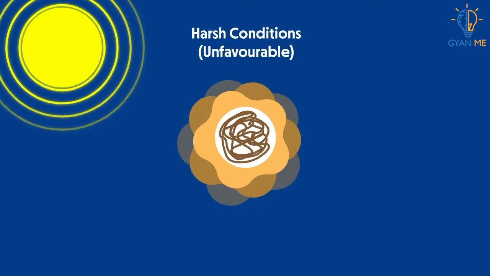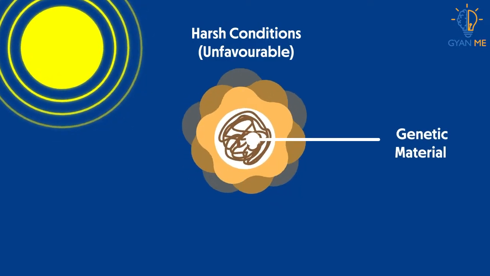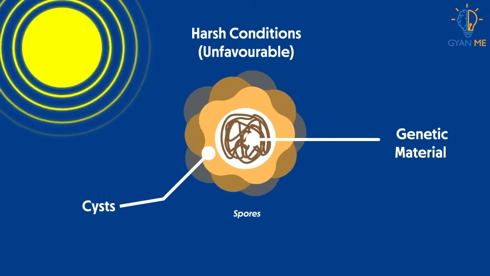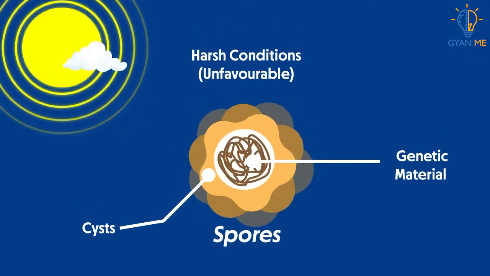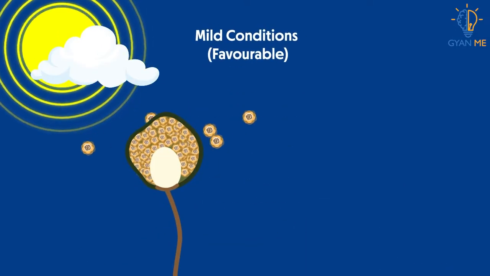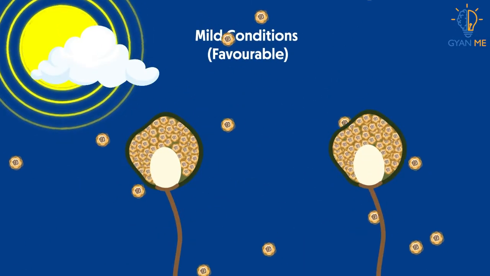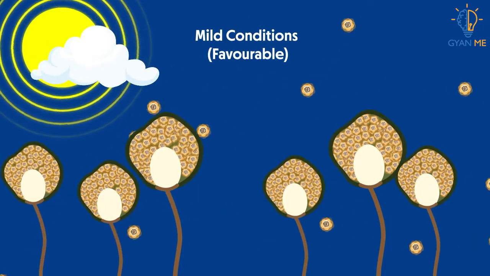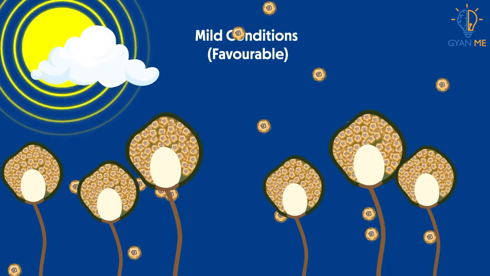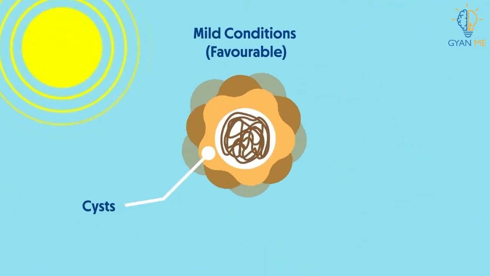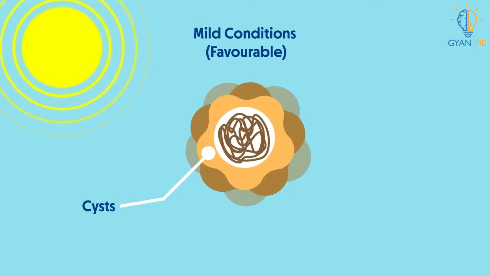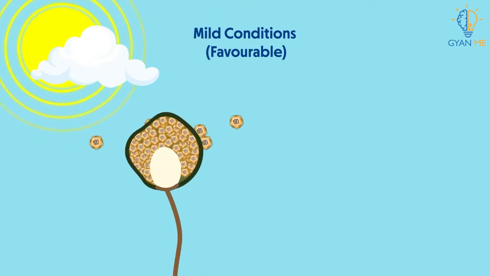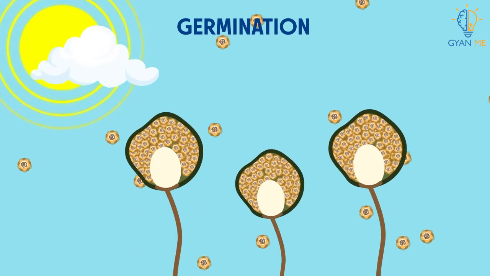So what it does is, it packs its genetic material into packets called cysts in the form of spores. And when conditions are good again, these cysts release the spores and grow into new individuals. And thus one individual becomes many new individuals. Because spores have a hard covering called a cyst around them, it protects them from nasty conditions outside. When favorable conditions return, spores germinate or grow into new individuals.